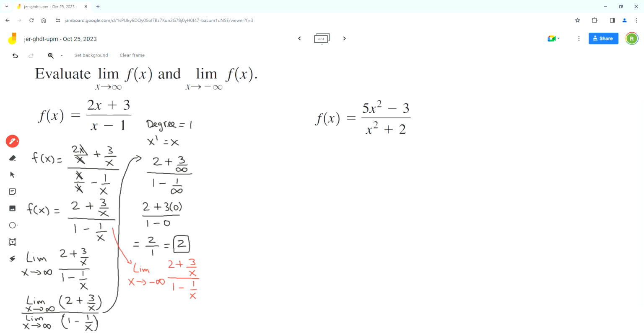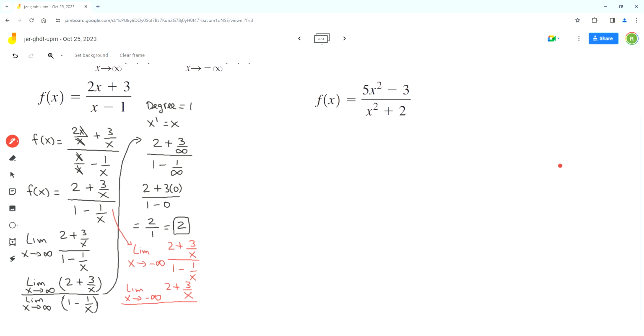Now we can apply the limit separately in the numerator and the denominator. So we get limit x approaches negative infinity of 2 plus 3 over x, over, now in the denominator, we get limit x approaches negative infinity of 1 minus 1 over x.